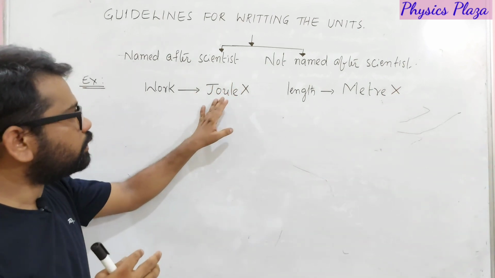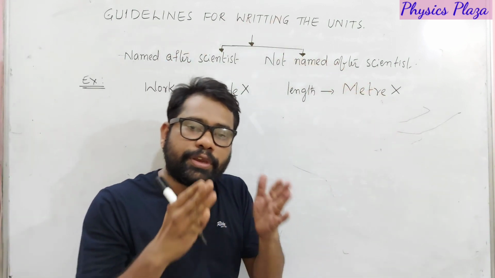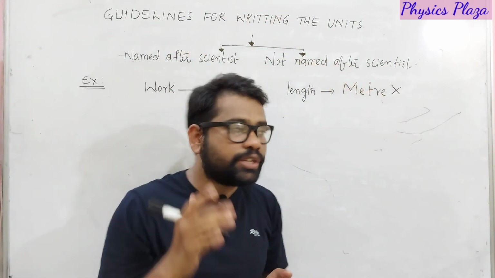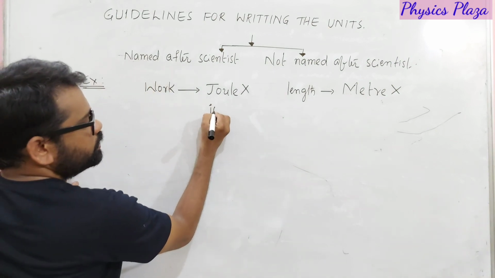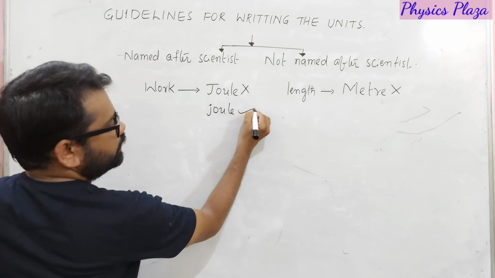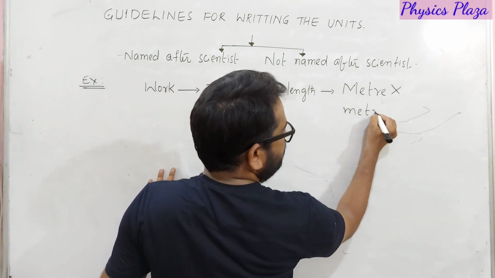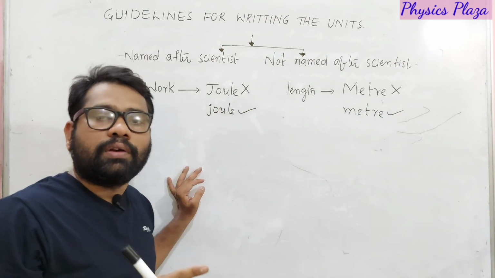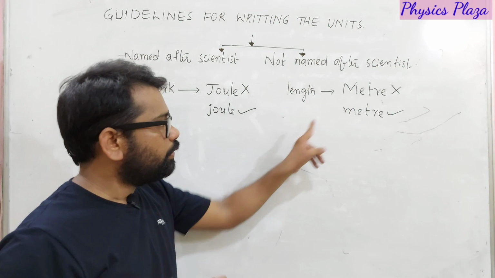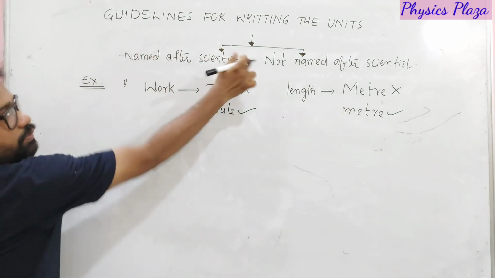Whether the unit is named after a scientist or not, whatever it may be, when you want to write the full name of the unit, dear children, the first letter must be small. So what is correct here? joule is correct, and here metre is right. So whether it is a scientist's name or not, whenever we want to write the full name of the unit, the first letter must be small. This is the first rule.